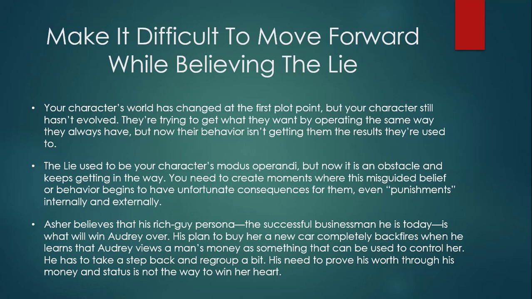He's still operating under this lie that he cannot be loved for himself. He can only be loved for a rich, successful businessman. And so the idea that this money, that this power that he has is viewed as something that could be controlling, he's not used to that because this world that Audrey is operated in is different from his. And his misconceptions, everything is different now. So he needs to prove his worth through his money and status, or he thinks he does. It's not the way to win her heart. So now he's got to regroup a bit because it's like, oh, that backfired, didn't get what he wanted, and now he's a little concerned. Did I mess things up with her? Is that going to be a setback in getting her to love me?